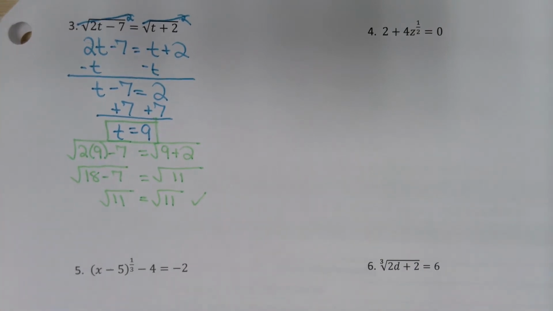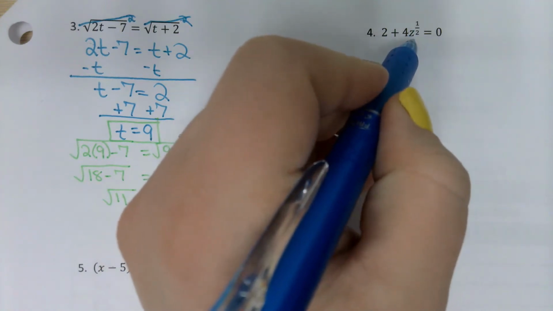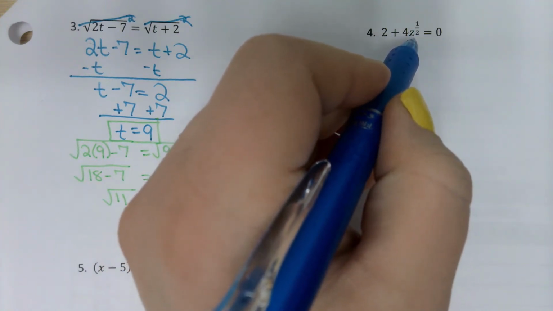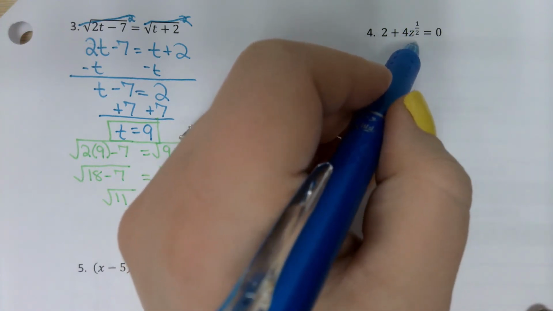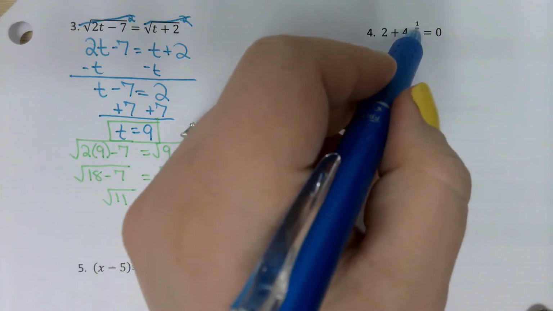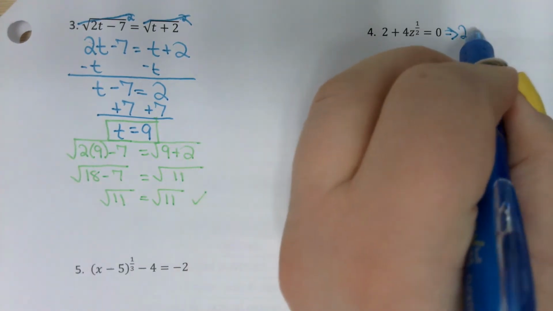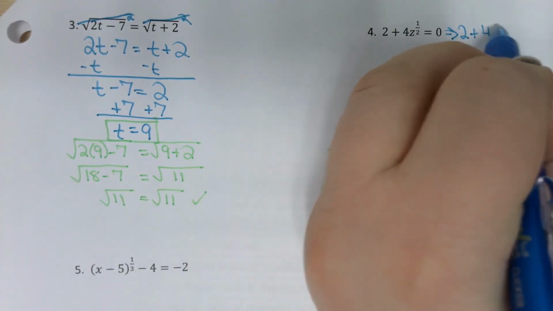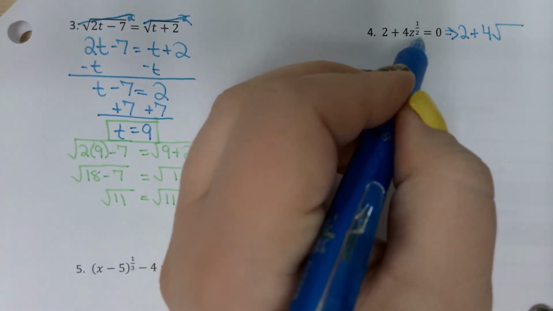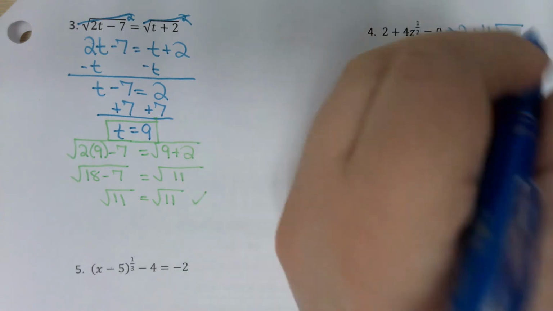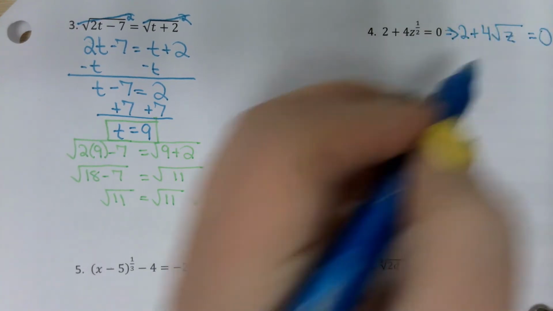For number 4 here, we have the option of working it out with a rational exponent or changing that rational exponent to a radical. If you were to change that rational exponent to a radical, remember that the z is the only thing that's raised to this exponent. So it would look something like this. 2 plus 4 square roots, because remember, with rational exponents, the top number is the exponent, the bottom number is the index, so square root of z to the first power equals 0.